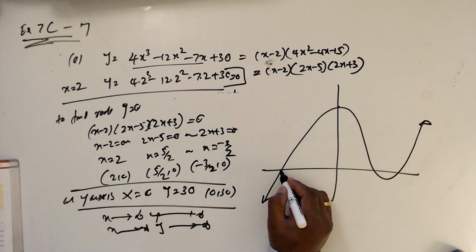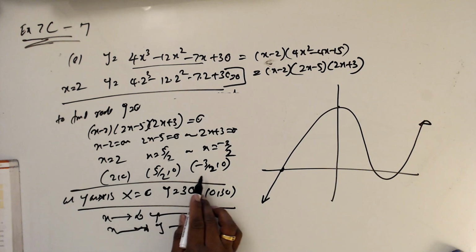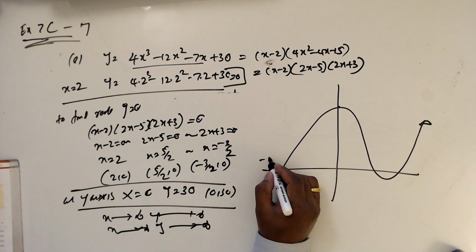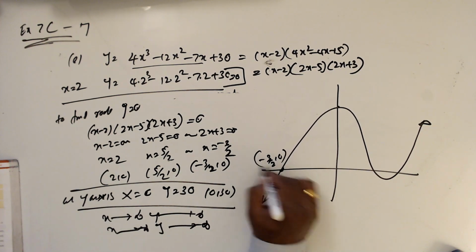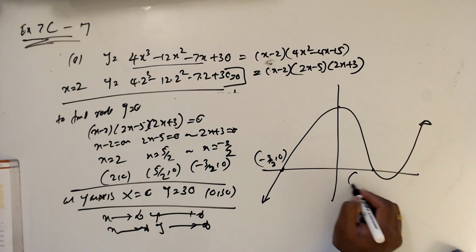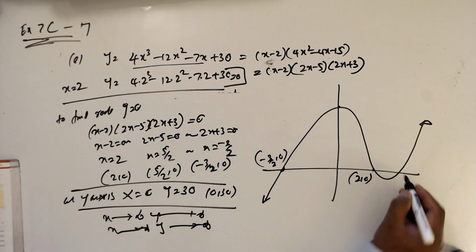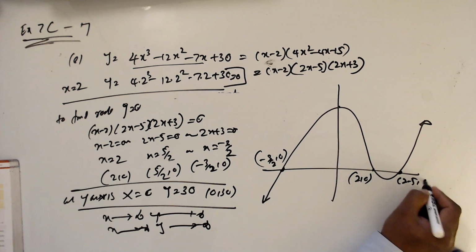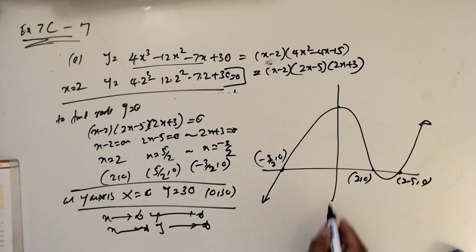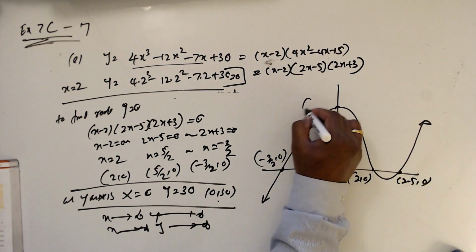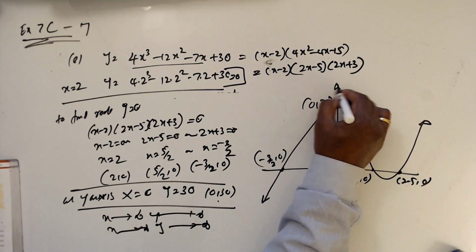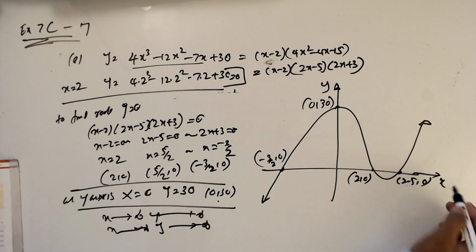So this is going to be, which one is the matching one? Minus 3 over 2, 0, and this is 2, 0, and this is 2.5, 0. This is going to be (0, 30), and this is the y-axis and this is the x-axis.